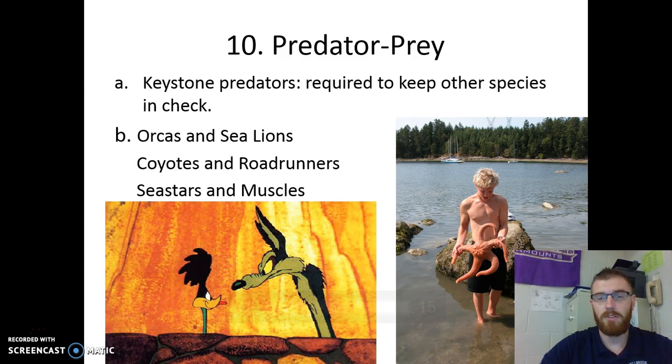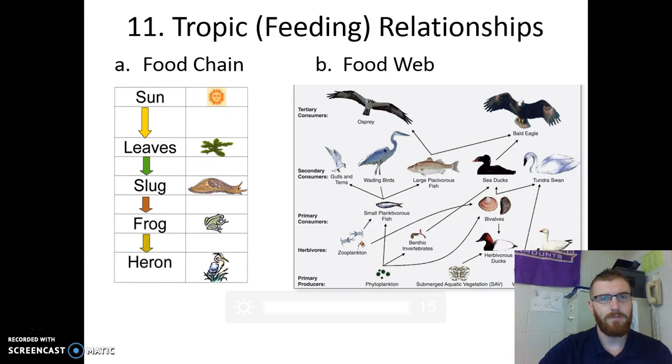Predator-prey relationships we'll talk about in our lab. As with a keystone predator, it's the same for a keystone species. It's required to keep other species in check. A keystone species is simply a biotic indicator of how healthy the environment is. It's one that holds the entire microecosystem together. And there are some examples of predator and prey.